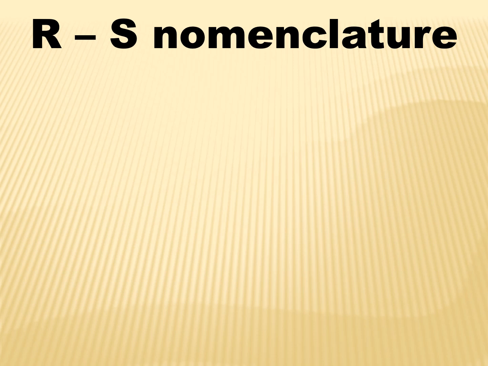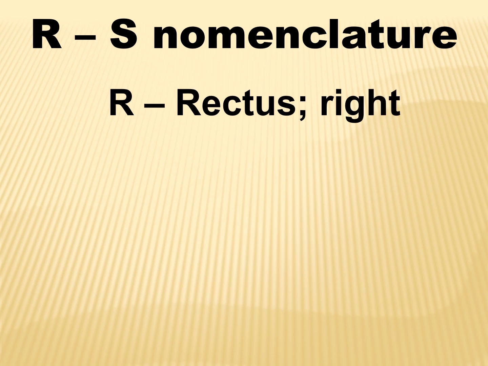Now we move on to the RS system of nomenclature. In case of optical isomers, when there are a large number of isomers, it is difficult to give proper naming to them. Dextro, levo, meso, etc. It is very difficult. So in that case, we have to opt for some other method for naming these compounds. And the RS system of nomenclature is a very convenient one.